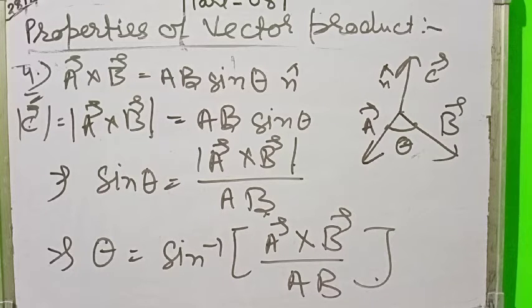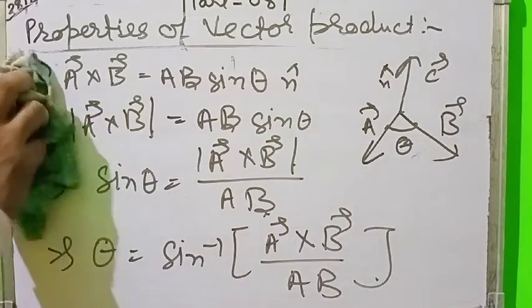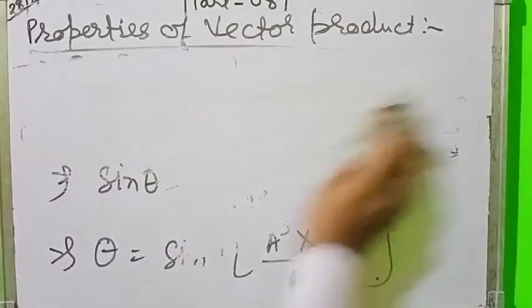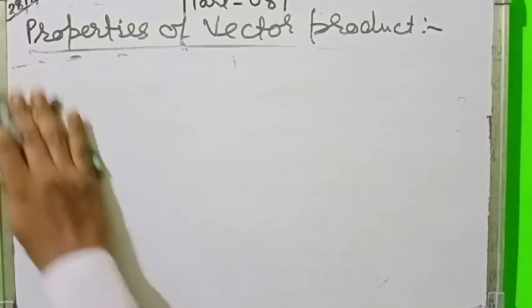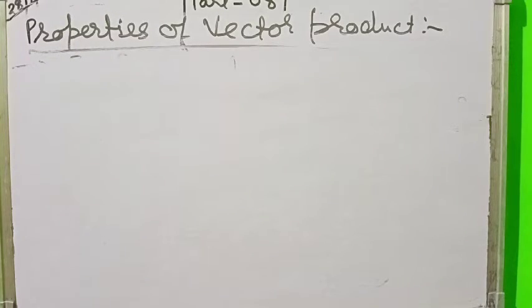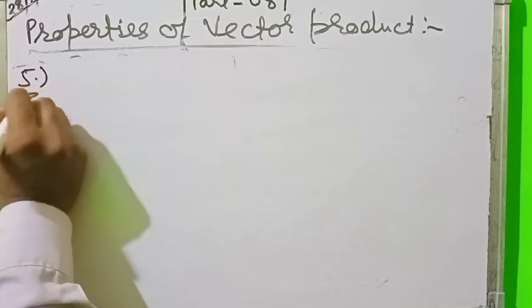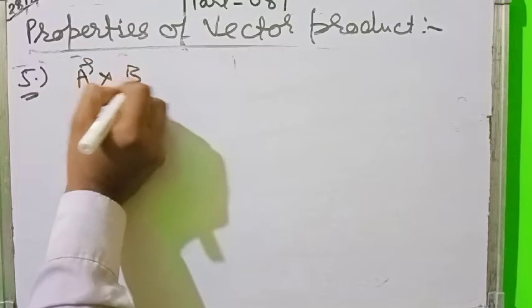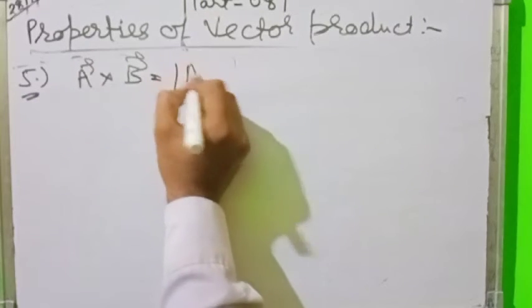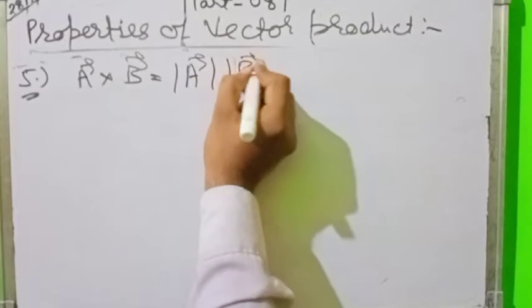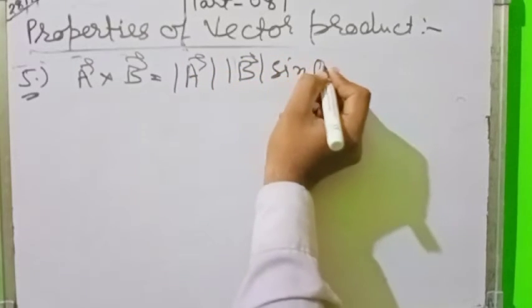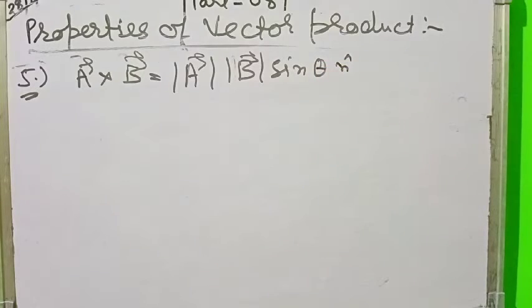Now, what is the possibility of the maximum value and minimum value of the cross product? In the next two points we will discuss the maximum and minimum values of the cross product. We know that vector A cross vector B is equal to the magnitude of A into the magnitude of B into sin theta n cap.